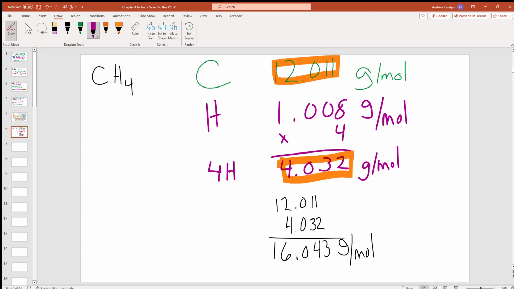And we're going to call this term the molar mass. And again, we can do this for any molecule with any number of atoms in it. Again, we're going to go to the periodic table, find the relevant values, and add them together. So let's do another one.